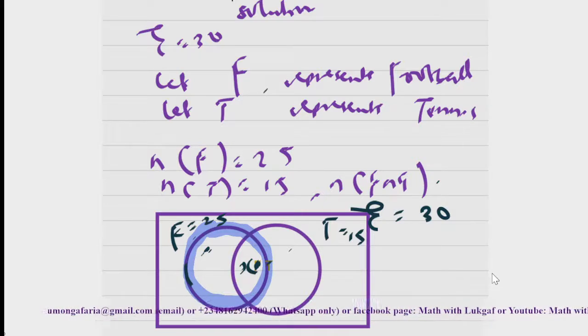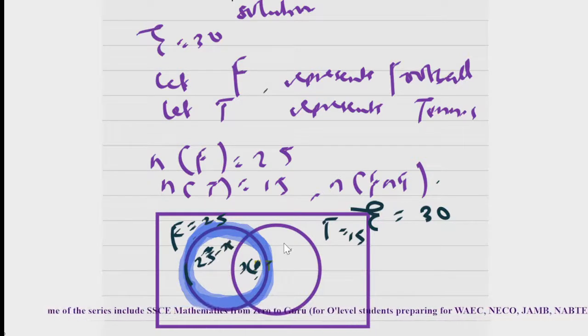You understand now? To continue, you ask yourself, how many regions constitute this F? If you count it very well, there are two. This region as well as this. So two of us went to a ceremony and we were given 25 ramps of Amala. And somebody has taken X. How many will the other guy take? That's 25 minus X. Then you put 25 minus X here. Likewise, if you check here, these two regions constitute 15.